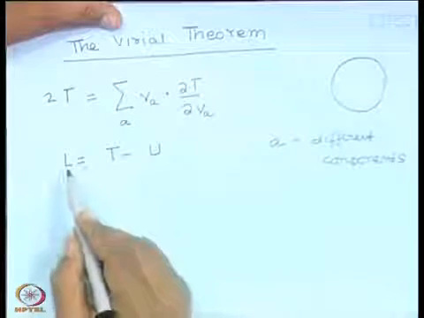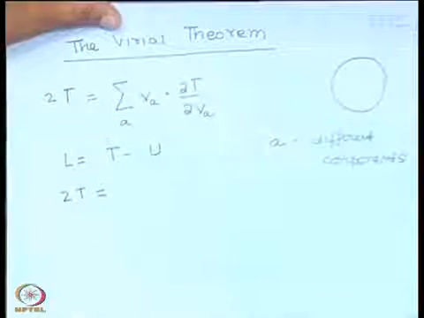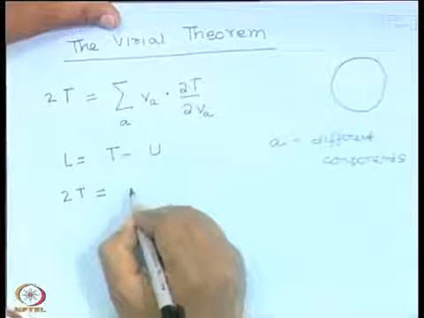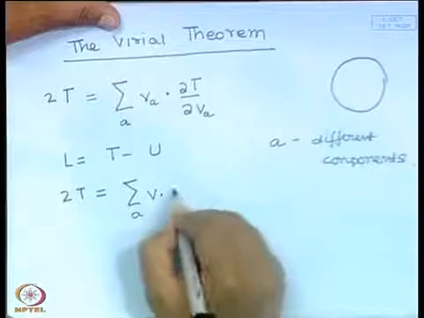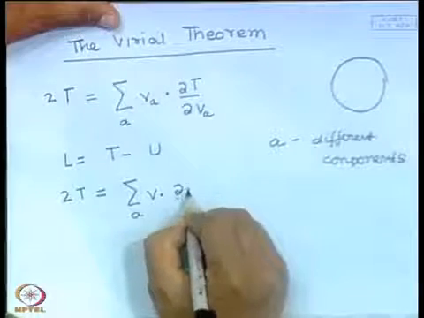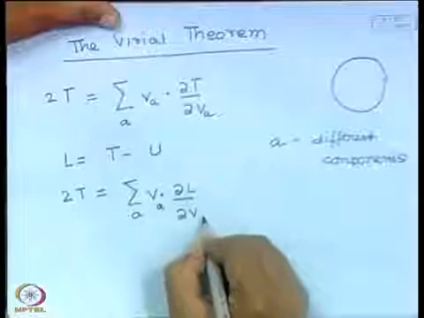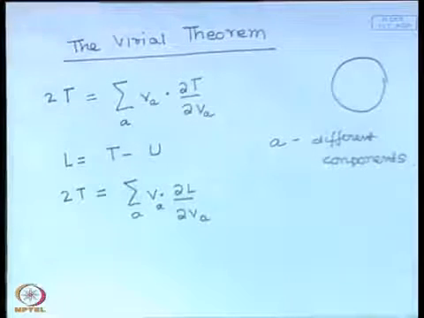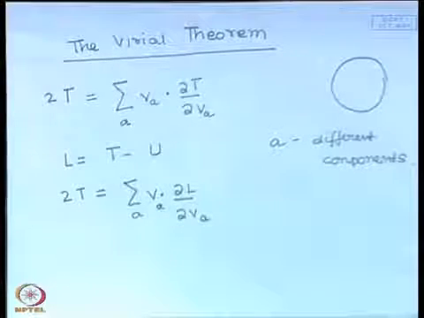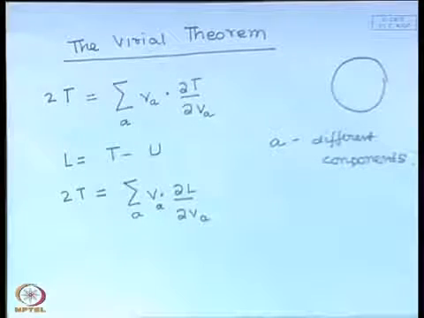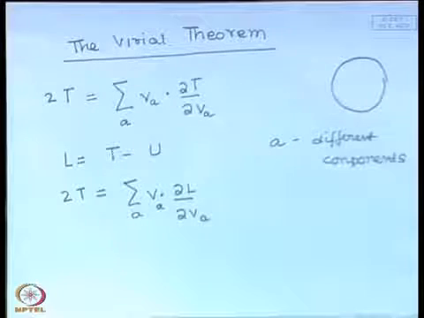as 2T is equal to sum over A of V dot del L del V, and there is u, the potential between the different particles in my system, or it may be an external potential. Okay.